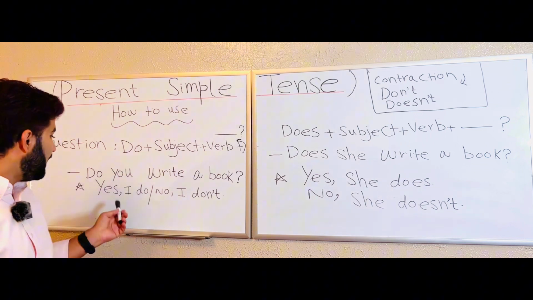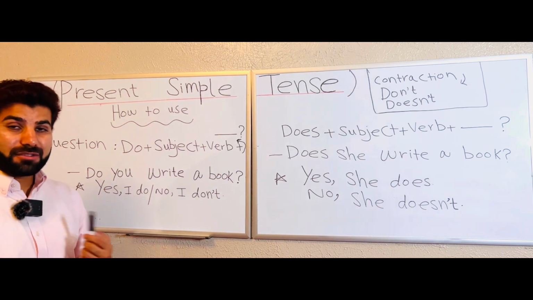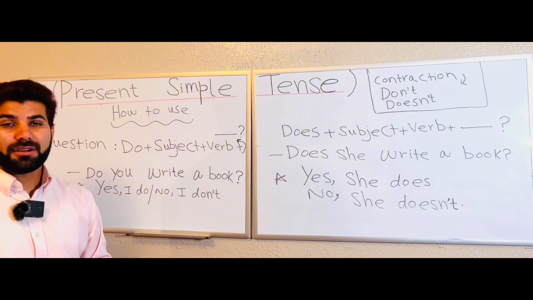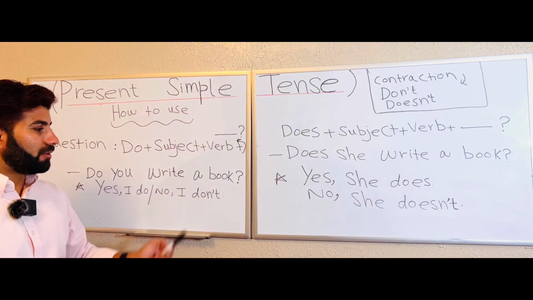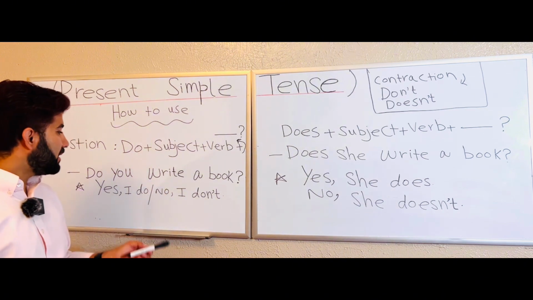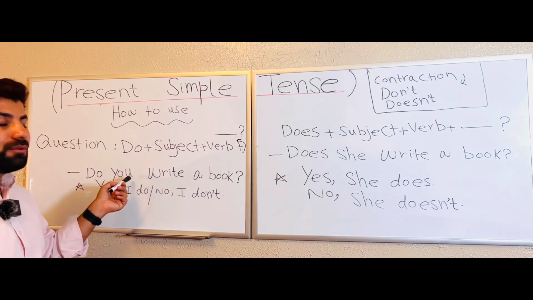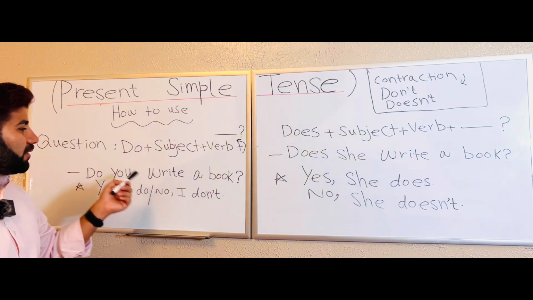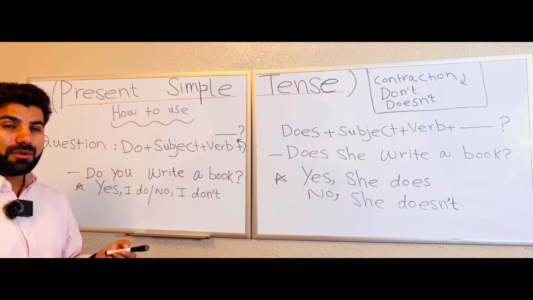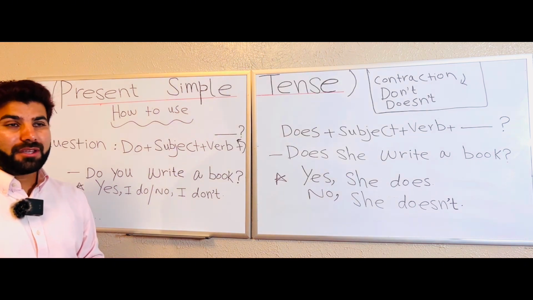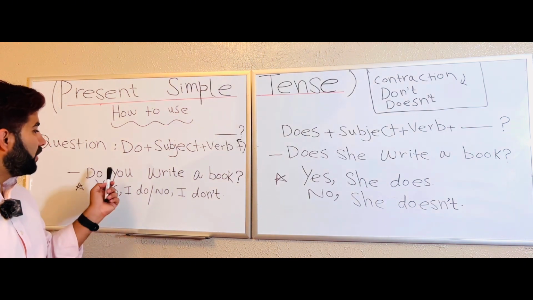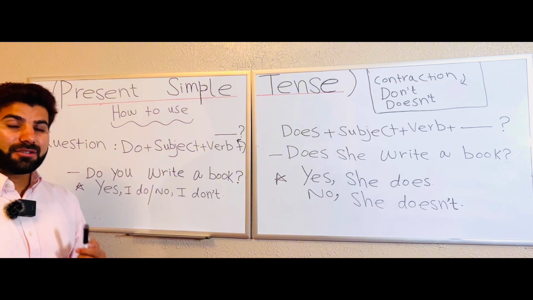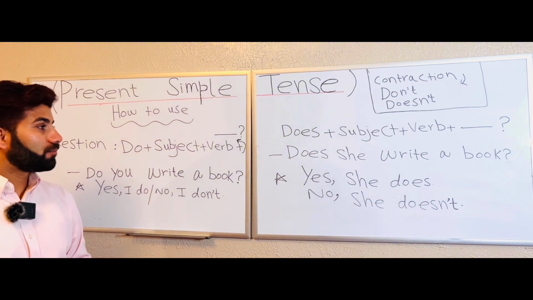We can say, yes, I do. If I'm not writing a book, I will give the short answer, no, I don't. The same, if there is we instead of you. Do we write a book? Yes, we do, or no, we don't. We can use they. Do they write a book? Yes, they do, or no, they don't.